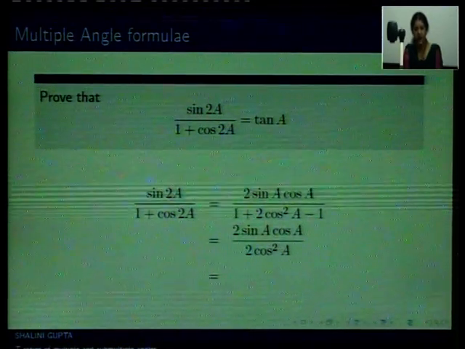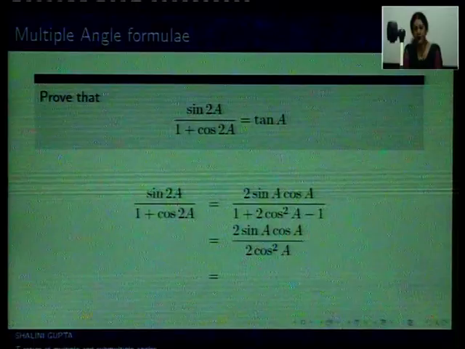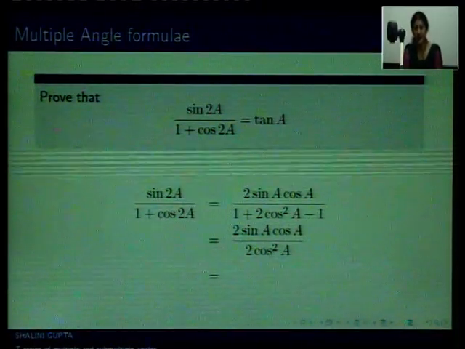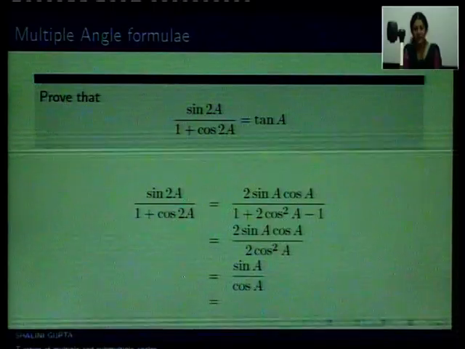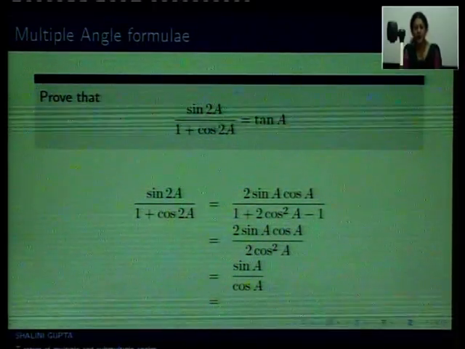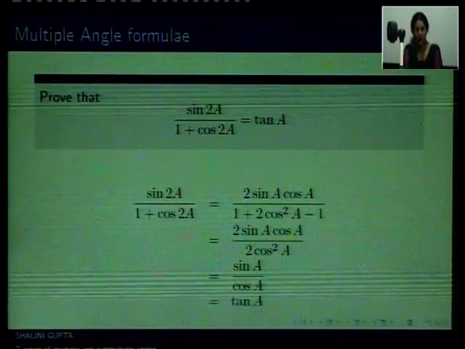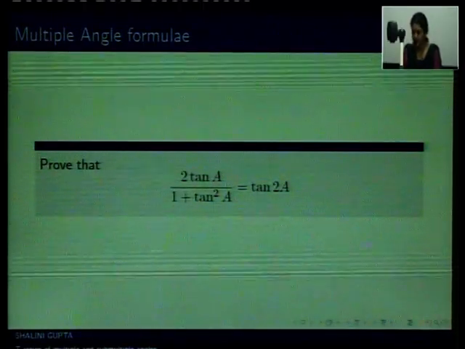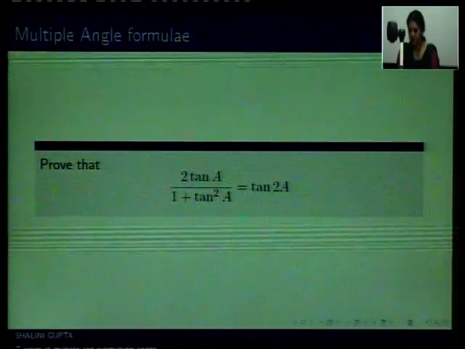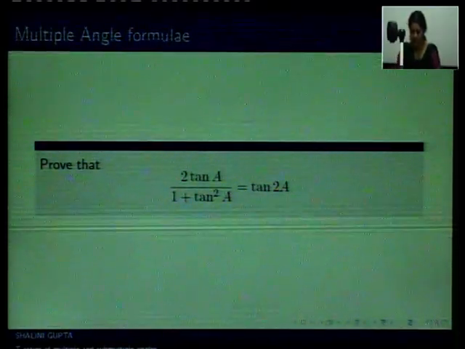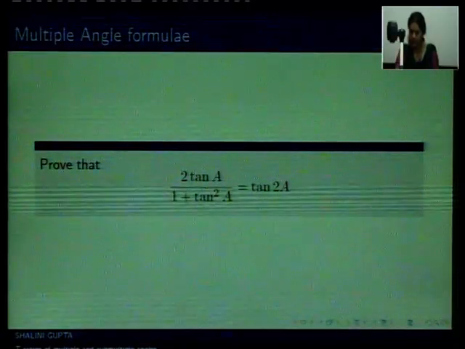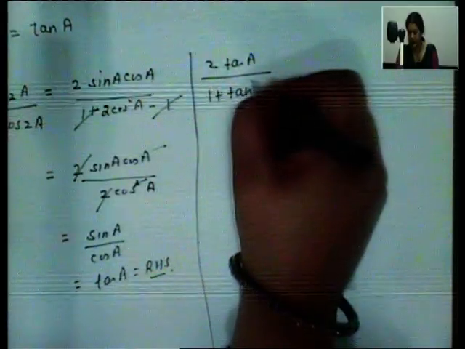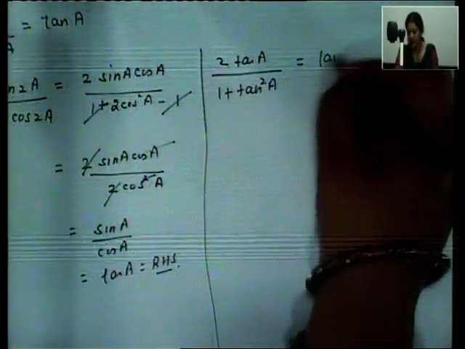So we are left with 2 sin a cos a upon 2 cos square a. 2 gets cancelled with 2. Cos a gets cancelled with cos square a. So we are left with sin a upon cos a, which is equal to tan a. Okay. Let's see the next exercise. Tan a upon 1 plus tan square a is equal to tan 2a.